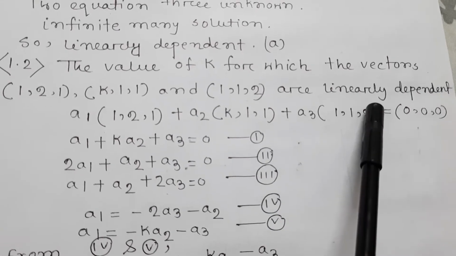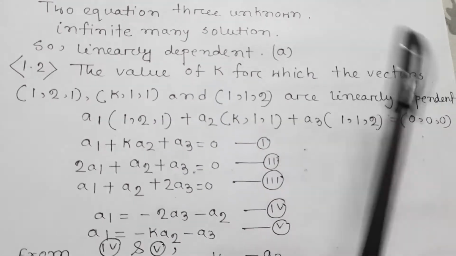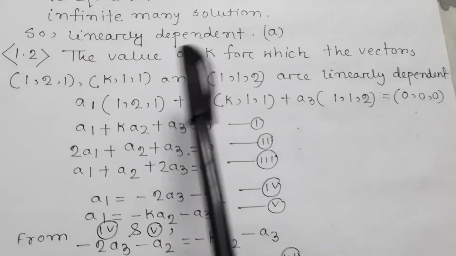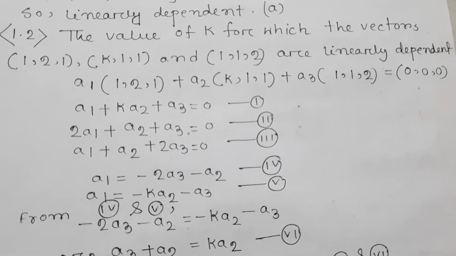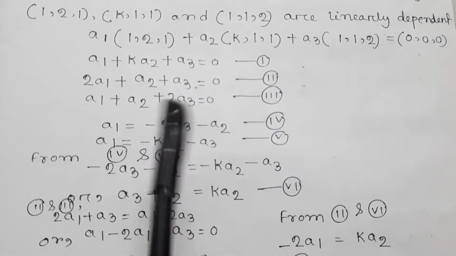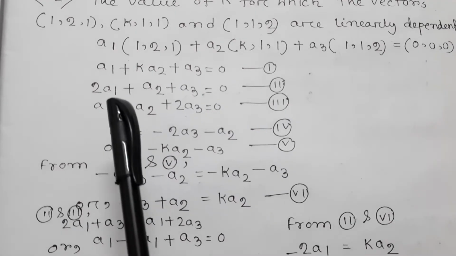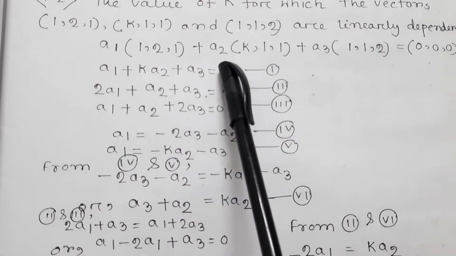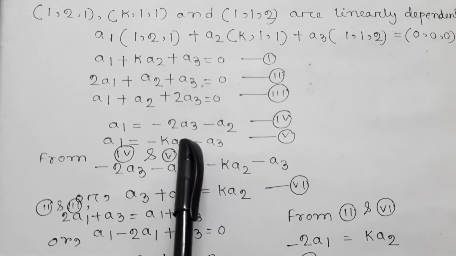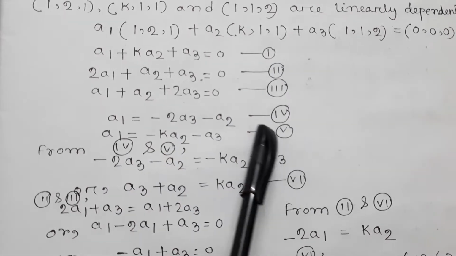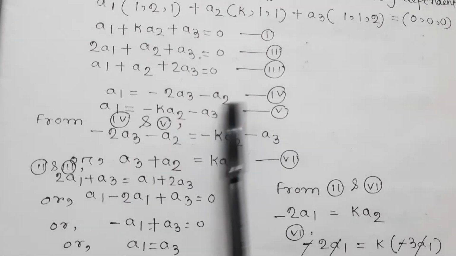After that you can see the next question: the value of k for which the vectors are linearly dependent. Okay, a1, a2, a3 are the same scalars, so in linear combination form we make three equations here. Just solve by yourself and find the value of k. From number one equation this one, and from number three equation this one. From number 4 and 5 equations, actually I made the solution briefly.